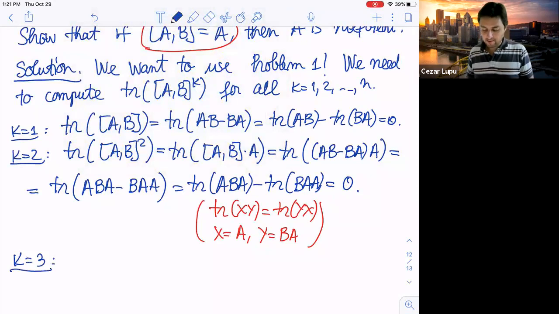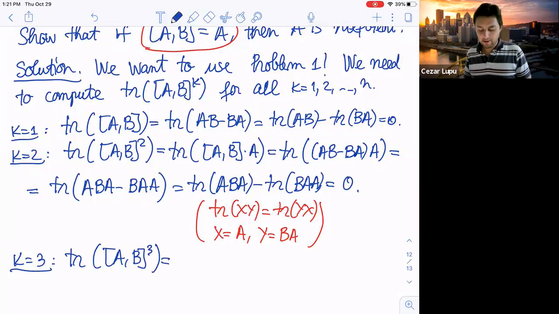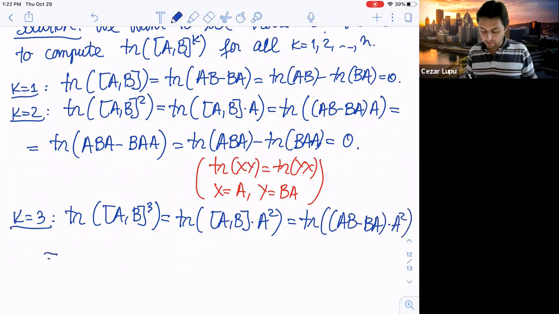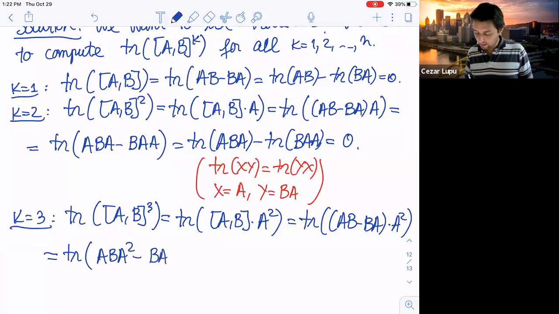Let's see one more. The trace of the bracket AB cubed. But again, the same thing happens here. I can do this trick. I know that the bracket AB is A, so I'm just going to leave one bracket, the bracket AB times A squared. And I'm going to do the same thing. So this would be the trace of (AB minus BA) times A squared. And I'm just going to multiply. So this would be the trace of ABA squared minus BA A squared.